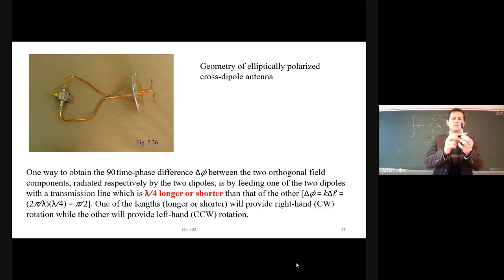So you can assume we are talking about length scales. We're talking about if these two dimensions are not the same. So if one of these is made a quarter of a wavelength shorter than the other, then we are going to obtain a phase difference between these two components.